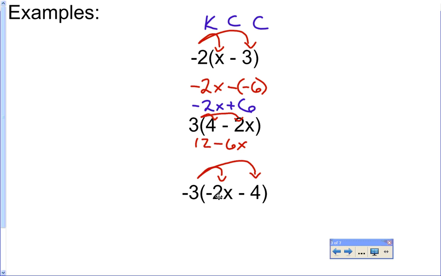-3 times -2x. A negative times a negative makes a positive, so -3 times -2x is 6x. Bring down the minus sign. -3 times 4 is -12.